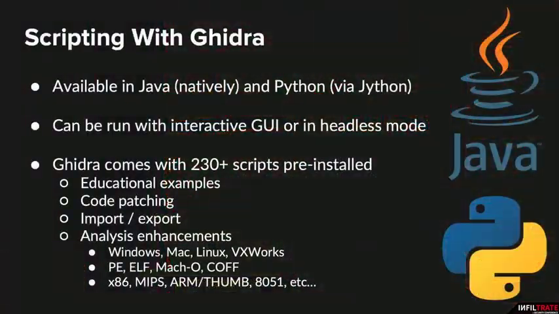All right, so I'm going to talk about scripting Ghidra first and do some interactive demos of the scripting capabilities built into the tool. First off, a few slides. Scripting with Ghidra is available natively through Java. As we said, the tool is implemented in Java. It's also available through Python, which runs in Jython, basically Python hosted in the JVM.